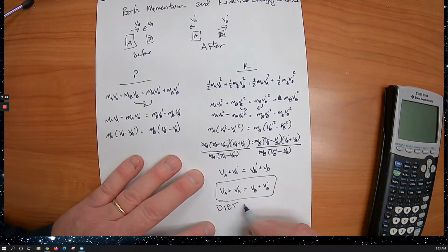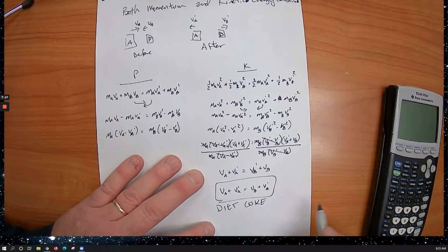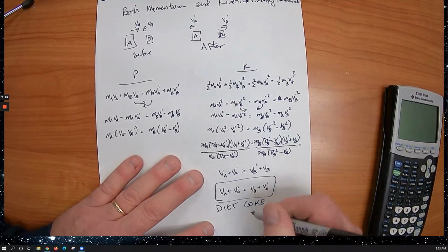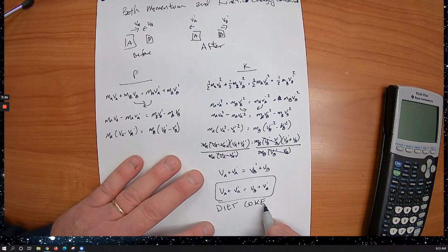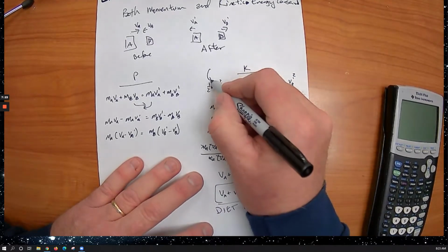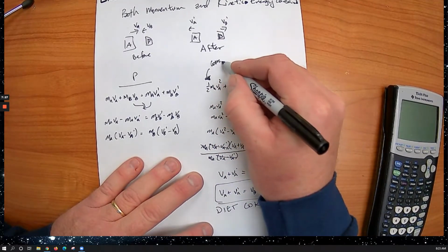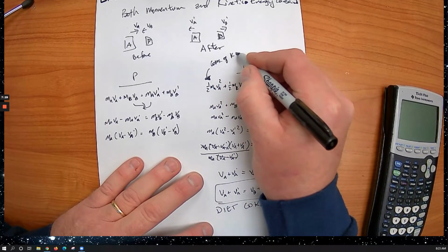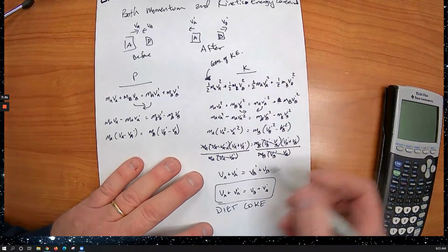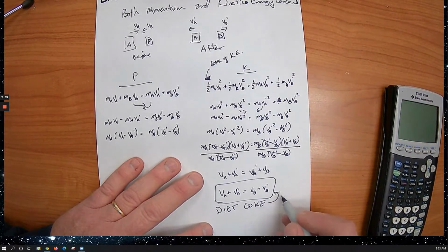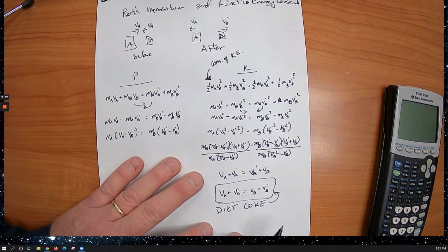Now, you might ask why I call it Diet Coke. Well, Coke stands for the conservation of kinetic energy. So technically, this big ugly equation here is the Coke equation. Conservation of kinetic energy, Coke. So this is the slimmer and diet version of that Coke equation.